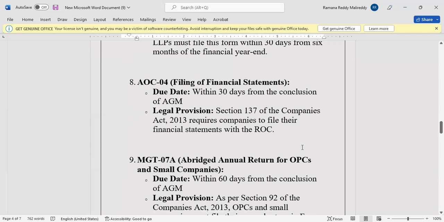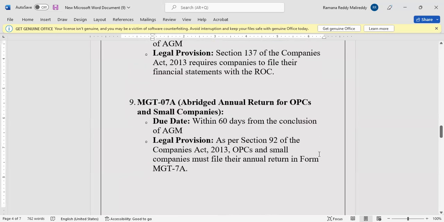And another form, AOC 4, for companies, filing of financial statements. The due date is within 30 days from the conclusion of the AGM. The legal provision, as per Section 137 of the Companies Act 2013, requires companies to file their financial statements with the ROC. So the AOC 4 due date is within 30 days from the conclusion of the AGM.